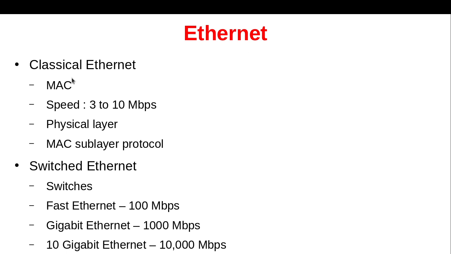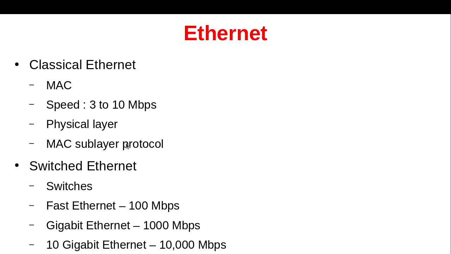There are two versions basically. One is classical Ethernet, that basically tackles the problem of multiple access to the shared channel with the help of the MAC sublayer protocol. It runs with a speed of 3 to 10 Mbps and runs in the physical layer.